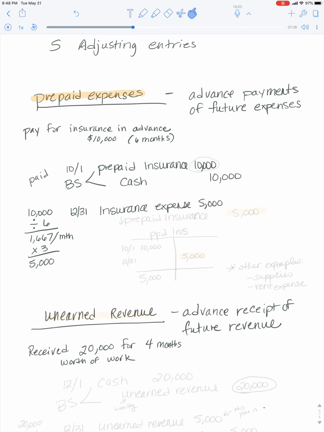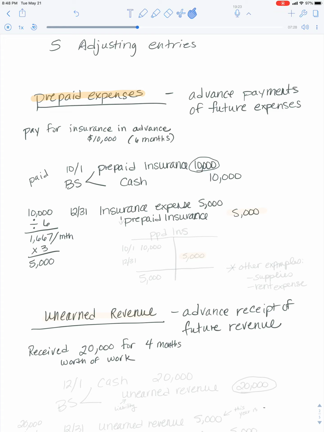So we're going to credit prepaid insurance. Since prepaid insurance is an asset, it's normally a debit. So it's been sitting there as a debit balance of 10. If we want to decrease prepaid insurance, we have to credit it. So this indicates that prepaid insurance is going down.